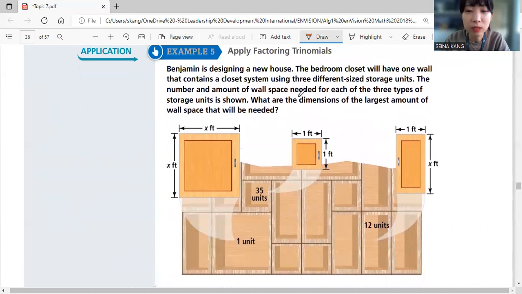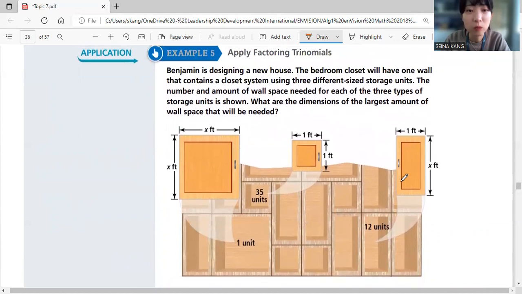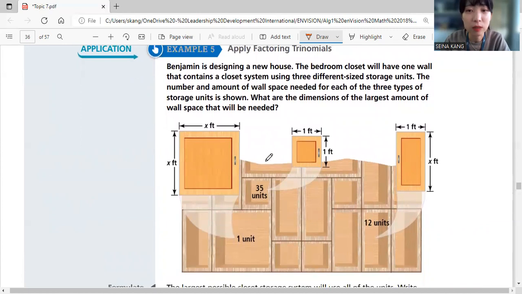If you see the picture here, it has one wall that contains a closet system using 3 different size storage units, which is different, right? x times x, 1 times 1, 1 times x, but they're kind of related, right? There's x, there's 1. The number and amount of wall space needed for each of the 3 types of storage units is shown. That's 1 unit, and this 35 units, and 12 units of this we need. What are the dimensions of the largest amount of wall space that will be needed?